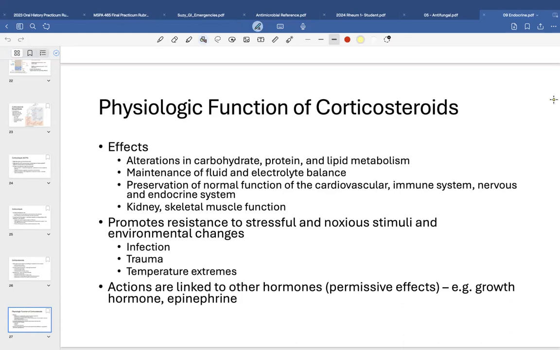CNS: excess corticosteroids can cause mood elevations, mania, insomnia, psychosis. Likewise, deficiencies can cause apathy, depression. It can also cause psychosis and irritability.